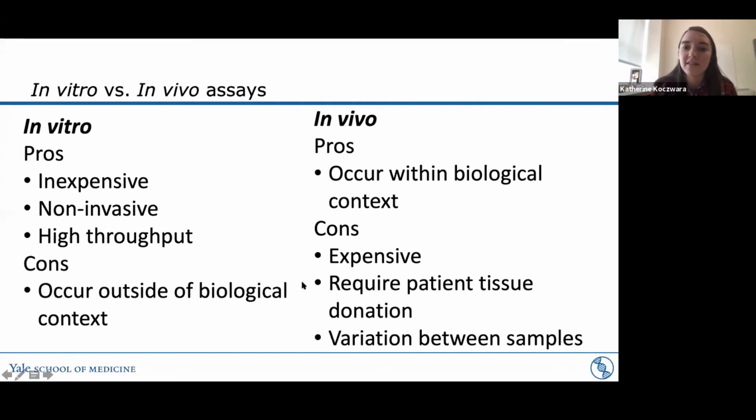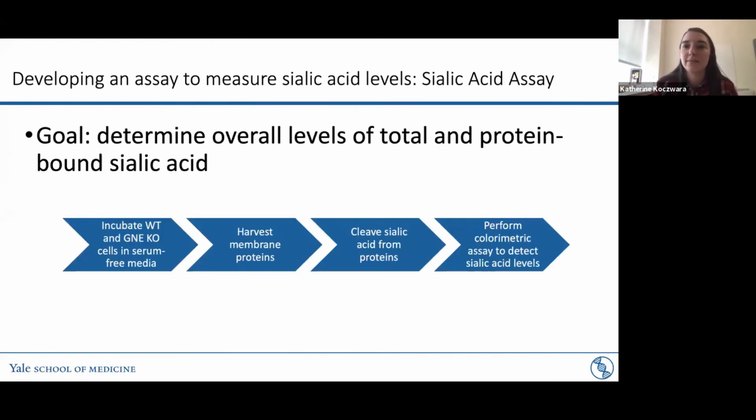The cons of that is that they tend to be more expensive to keep the cells alive. They also require patient tissue donation of some kind, at least for the in vivo assays on cell models, and there can be variation between samples. But given the main pro of it occurring within the biological context, that's why we are super interested in looking at these cell-based assays.